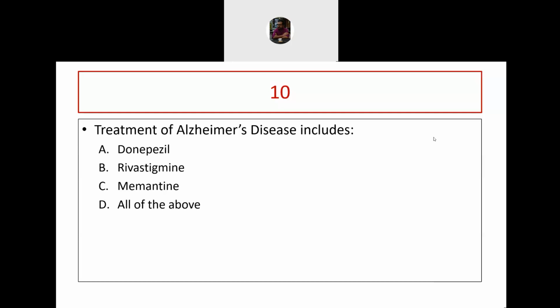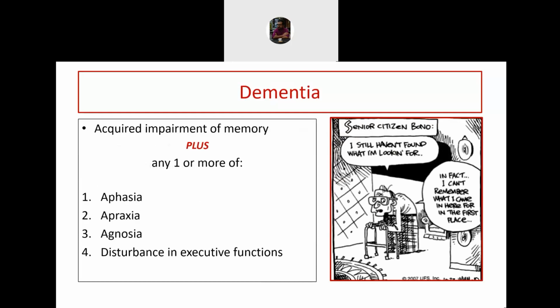Okay, so with this, let us start the second part of our discussion, that is dementia. Dementia is defined as an acquired impairment of memory. That is, the memory loss should be acquired. It is not from birth that the memory did not form. Instead, the memory formed and then it was lost. So it is an acquired impairment of memory.